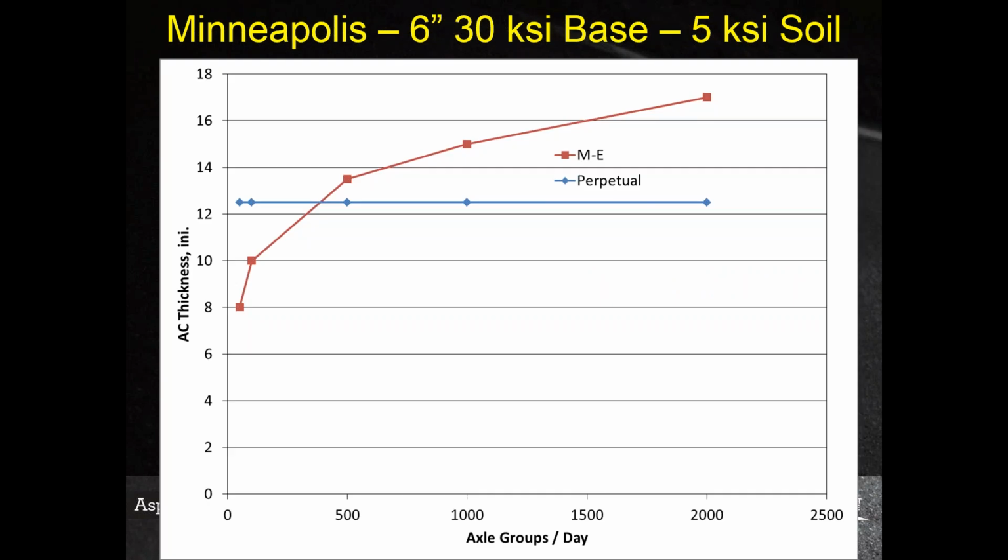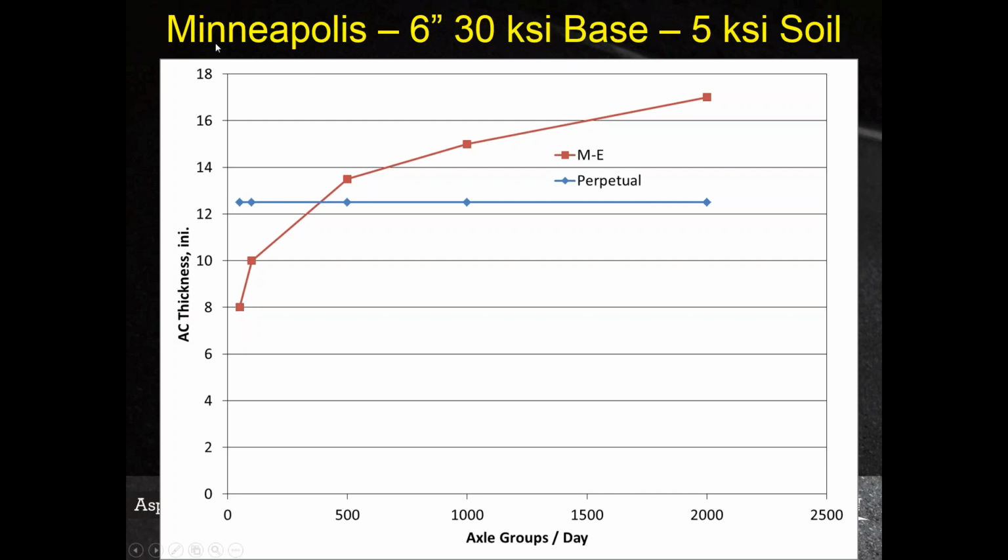So this is just an example to compare traditional ME, which is the curve that's increasing with traffic in terms of total AC thickness, versus perpetual. And you can see the perpetual is immune to traffic volume because we're designing strictly on the basis of that strain distribution, not on traffic volume. We get a constant thickness of around 12.5 inches or so.